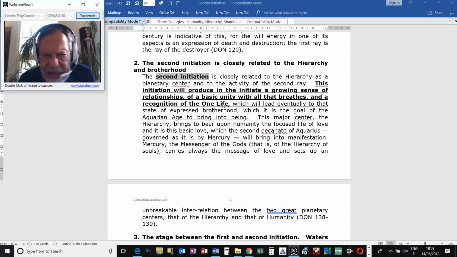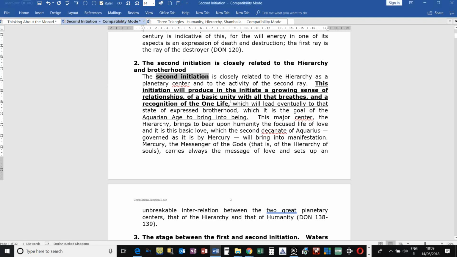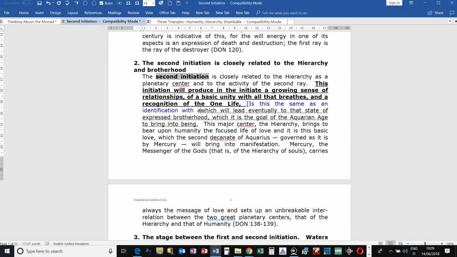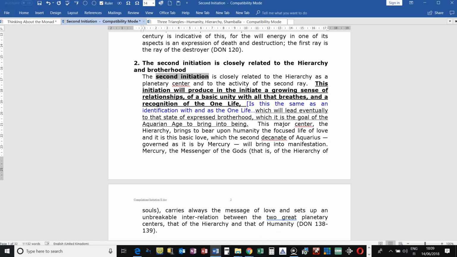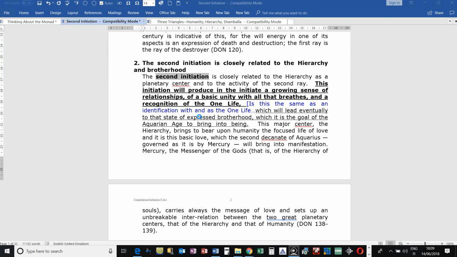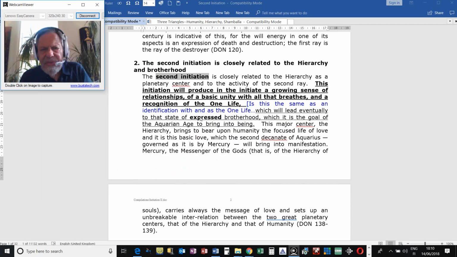Now, I guess we have to ask this thing here. Is this the same as an identification with and as the one life? And maybe not. Maybe the recognition comes first and the identification as the one life comes afterwards, which will eventually lead to that state of not just recognized brotherhood, but expressed brotherhood. And that's so important because we can have the theory and we can understand that it's true that monadically at least all human beings are brothers, the sons and daughters, but let's just say the emanations of the one Father.